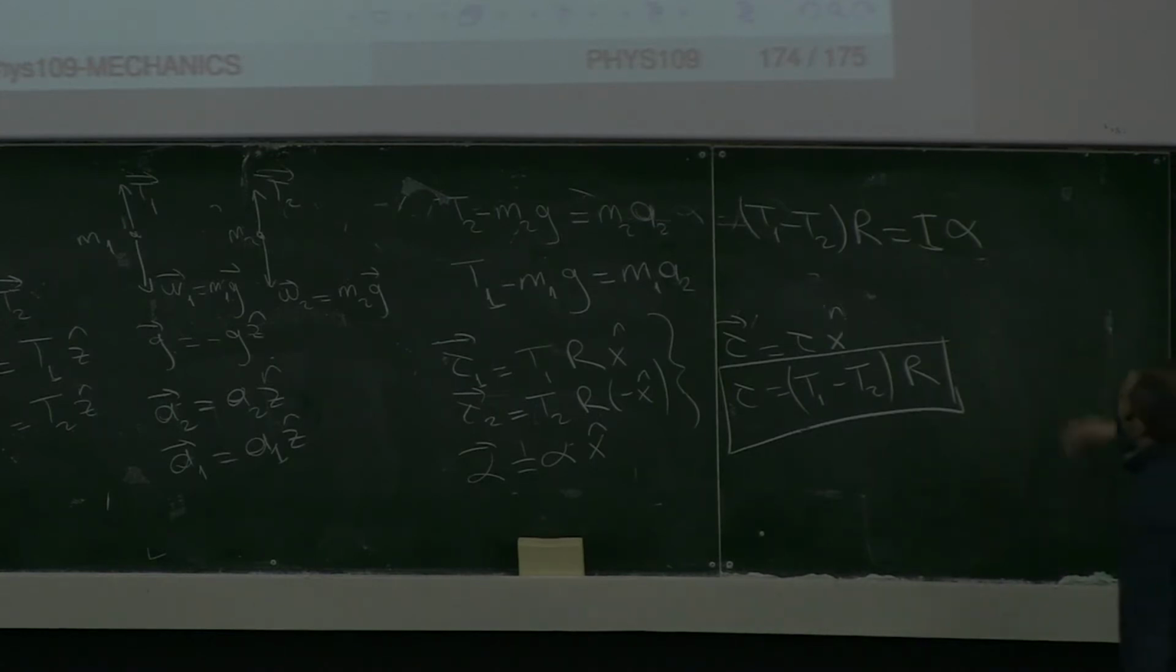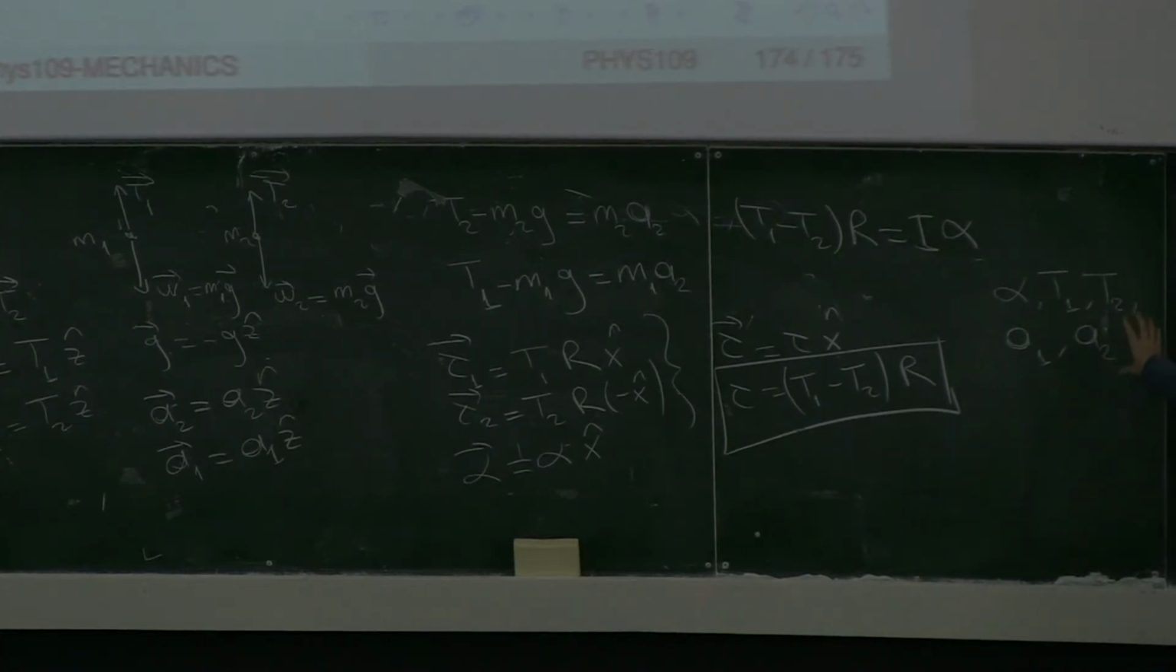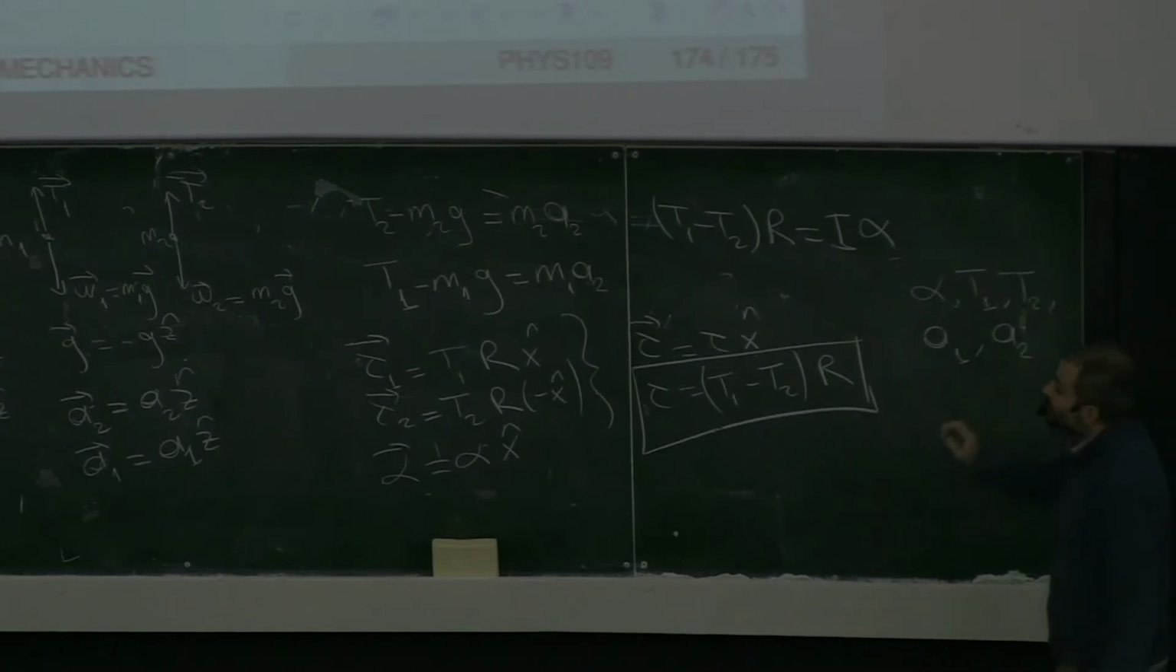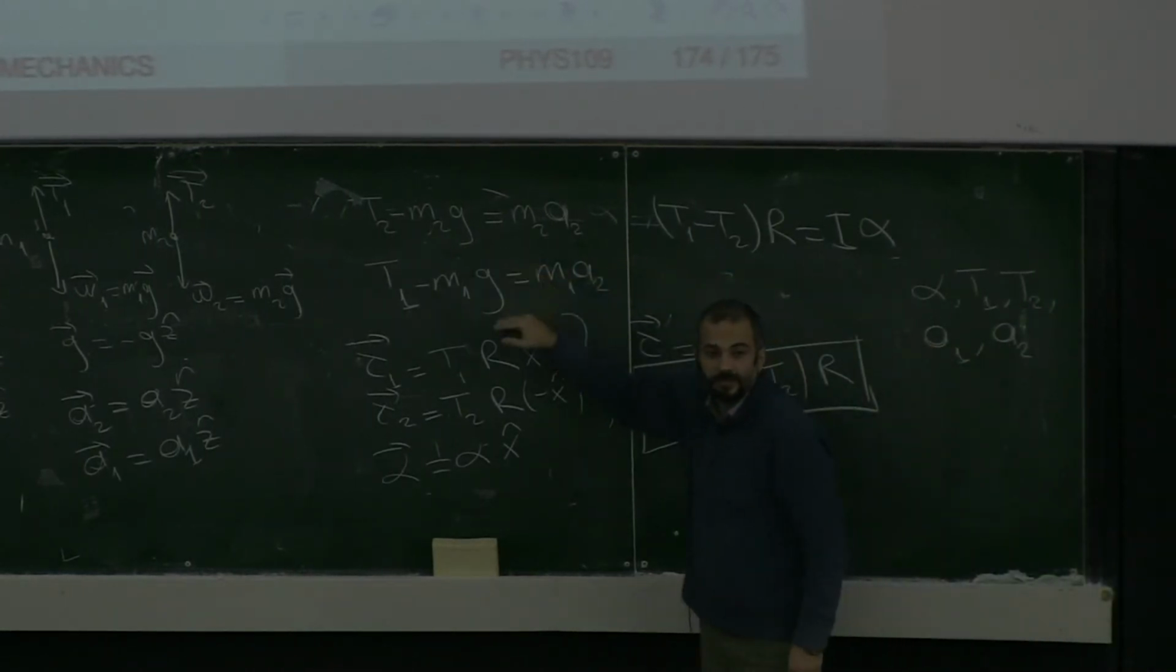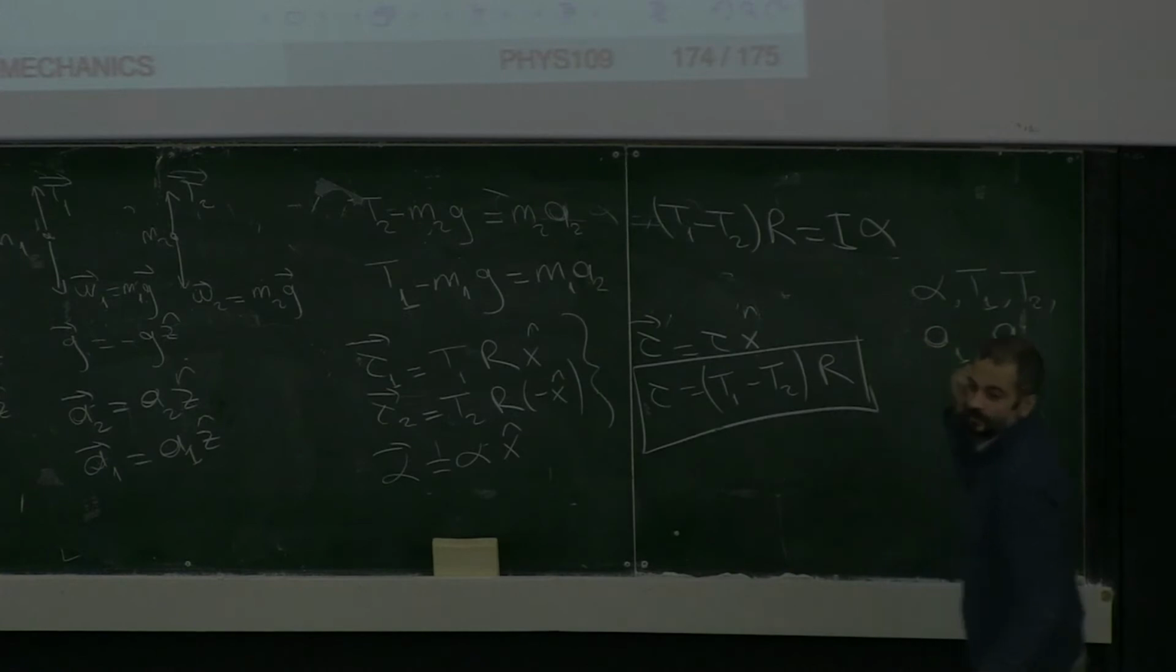So what are my unknowns? I don't know alpha. I don't know T1. I don't know T2. I don't know A1. And I don't know A2. Okay, these are my unknowns. I have 5 of them. Now, currently I only have 3 equations for my 5 unknowns.